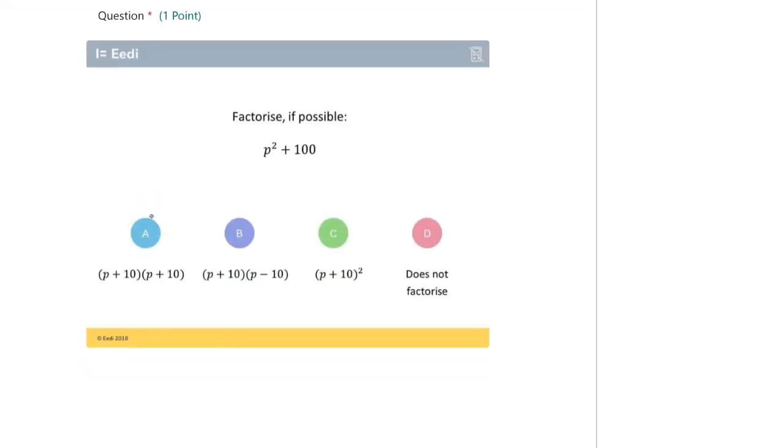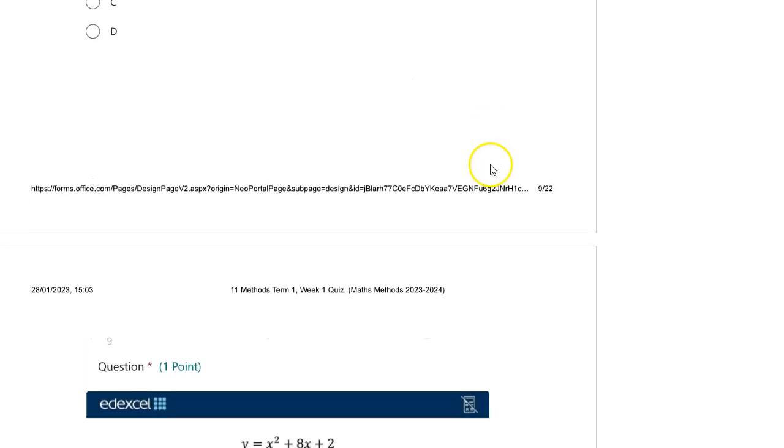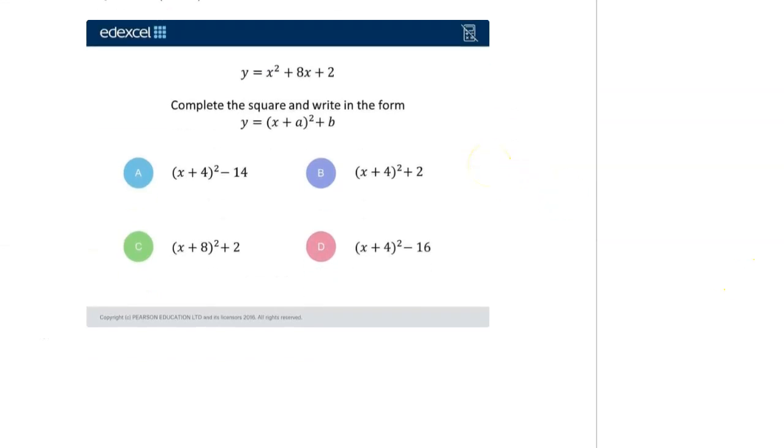Next question. Factorise if possible p squared plus 100. Our favourite rule is the difference of 2 squares. That is not a difference, that is a sum. Over the real number system, that does not factorise. Specialist maths, we will look at how we can factorise that using the imaginary numbers a little bit later this term. For everyone else, does not factorise. Difference of 2 squares requires a difference, not a sum.